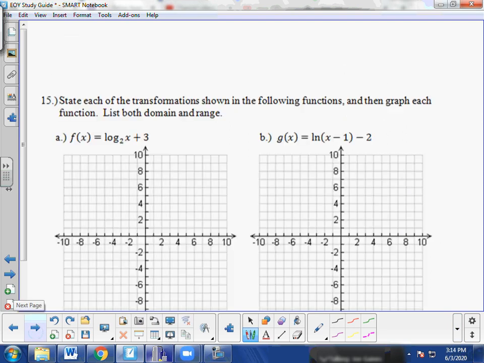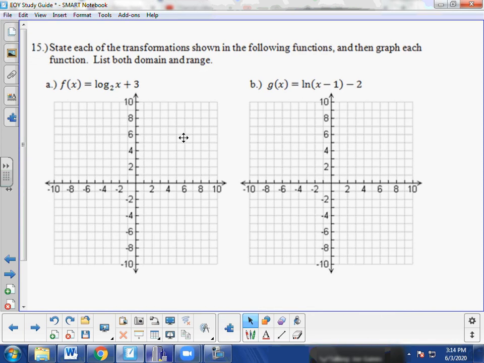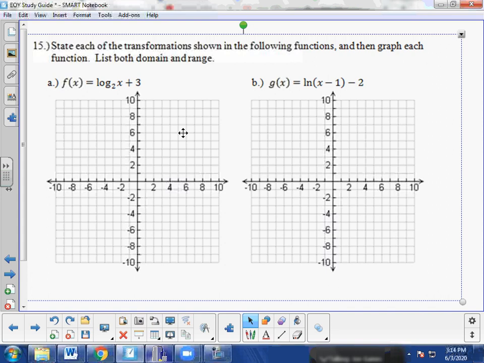Moving on. Problem number 15. Problem 15 says, state each of the transformations shown in the following functions and then graph the functions, listing both domain and range. So now we are graphing logarithms. I'm just going to talk through the transformations. I'm not going to write them out.